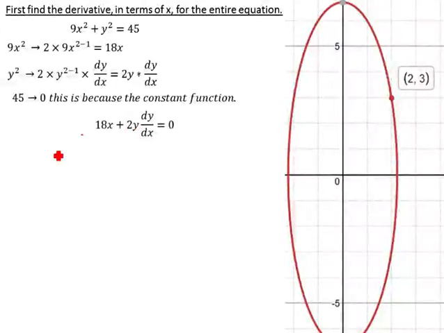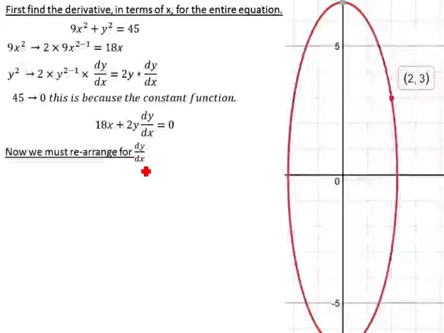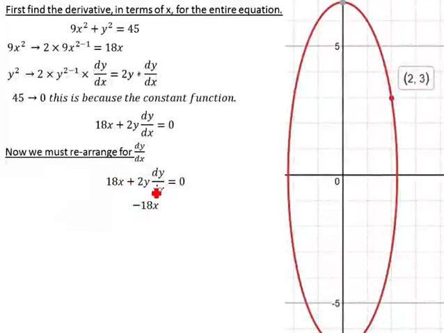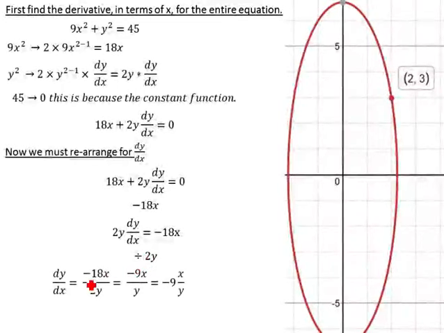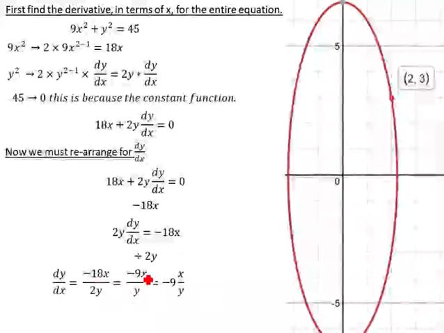So then we put them all together, and we found the equation. And now we need to solve for dy divided by dx. So we can do minus 18, and then we get 2y dy divided by dx equals minus 18, divided by 2y, and there we go. Then we just simplify from there, and then we can use the algebraic rules we learned in the first episode to keep it like this. But we're not done there.